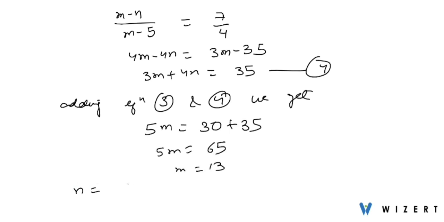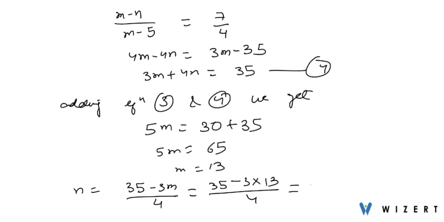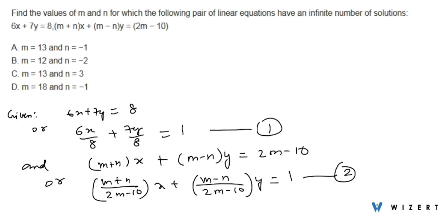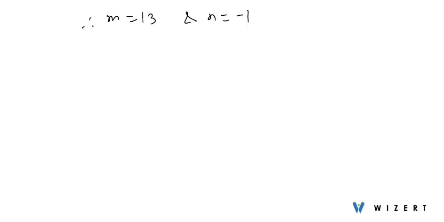So n will be equal to 35 minus 3m by 4. We have used equation 4. So let us substitute the value of m as 13. If we simplify it, n will be equal to minus 1. So m is 13 and n is minus 1. Now let us check the options. So 13 and minus 1 is option A. Hence we can conclude that the answer is option A.